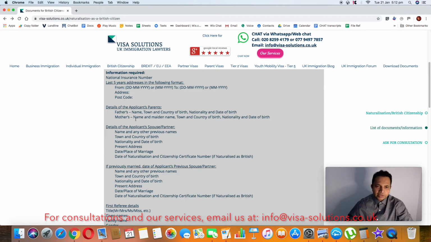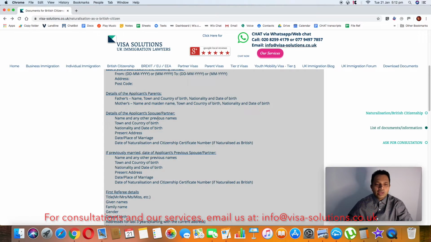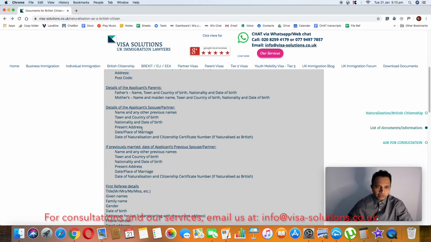Details of applicant's parents need to be filled on the application form: name, town and country of birth, nationality, date of birth. Then details of applicant's spouse or partner: name, any previous names, town and country of birth, nationality, date of birth, present address if known, date and place of marriage, and if your partner has also naturalized, then a copy of their certificate of naturalization and the citizenship certificate number, which should be on the certificate.